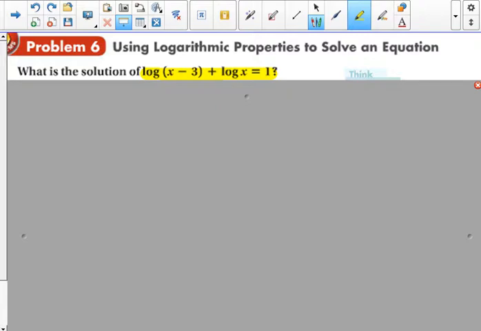Which property, product, quotient, or power, does this equation look most like? It's going to look like one side of that equal sign. Which one does it look most like? This is an add. Which one has an add in it? The product property. So the product property says log mn, so m times n, is equal to the log base b of m plus the log base b of n.